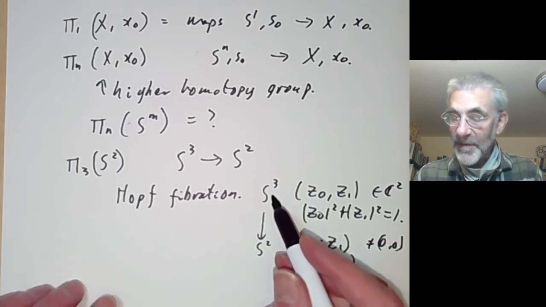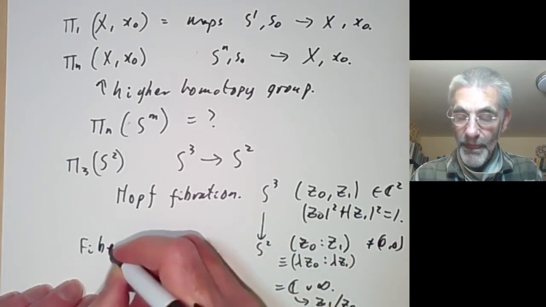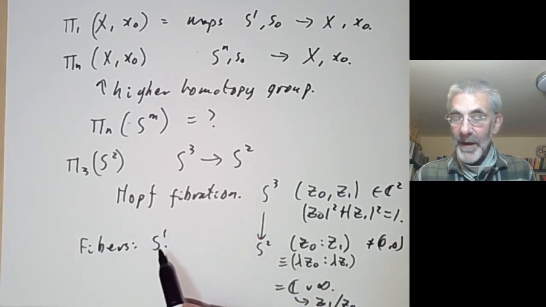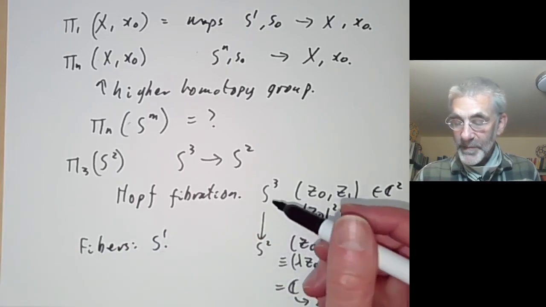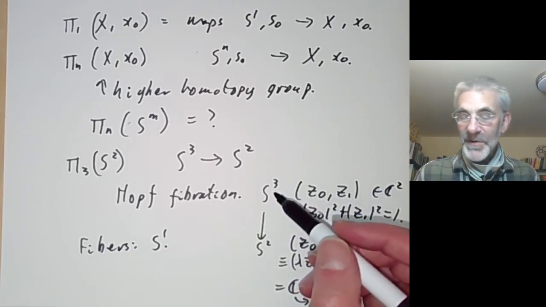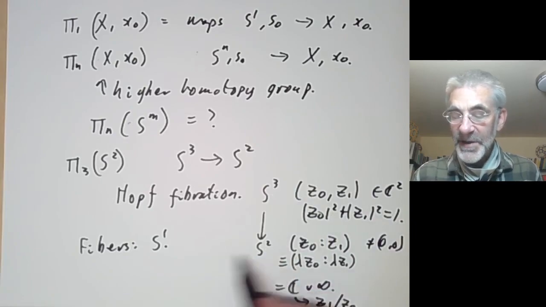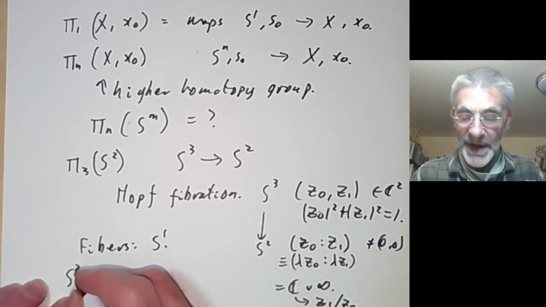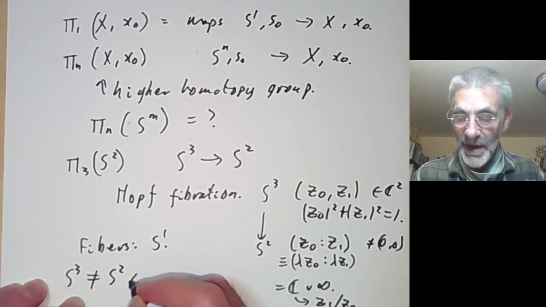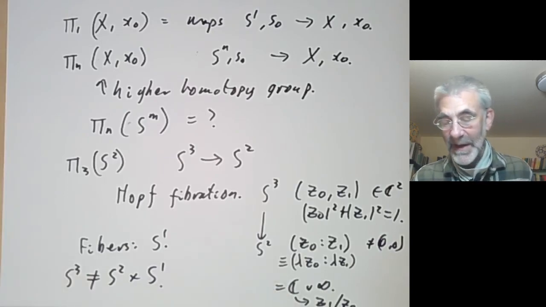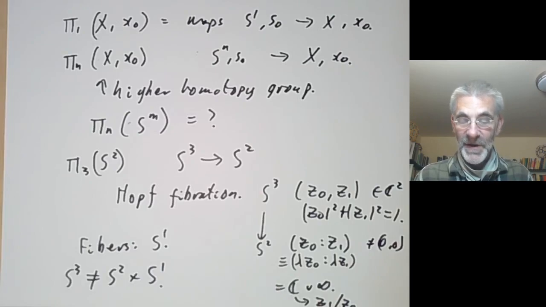You can also see the fibres of this map are all copies of S1. This might make you think that maybe the three-dimensional sphere is actually equal to the two-dimensional sphere S2 times S1, but it turns out that S3 is not equal to S2 times S1, as we will see later by calculating its homology groups or something like that.